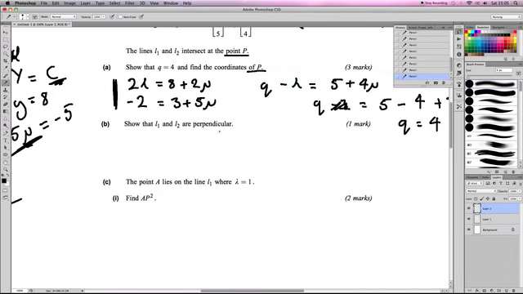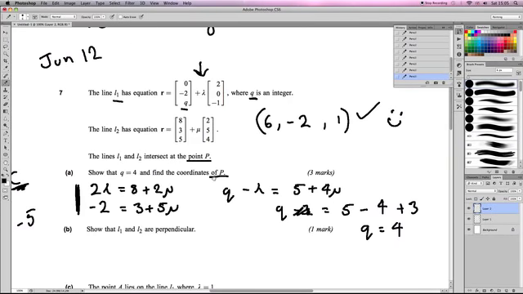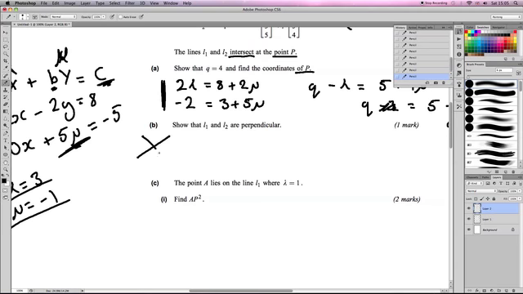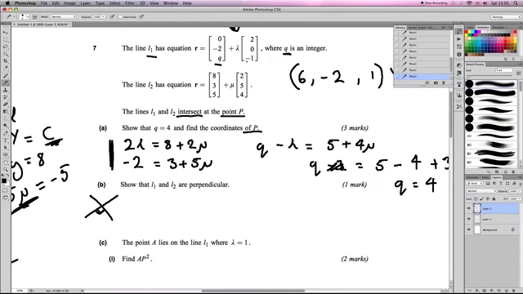Show that L1 and L2 are perpendicular. So they've just told us it intersects. Now they're saying show that it intersects with a right angle. So what I'm going to do is just dot product. And I don't really care about these position vectors at all, because in your line equation it's these three vectors that give its direction. So we're just going to dot 2, 0, minus 1, and 2, 5, 4 together.